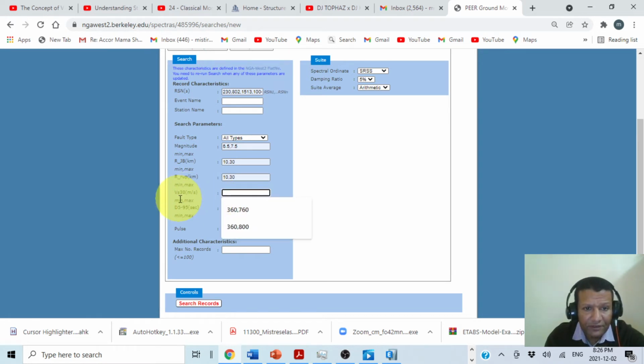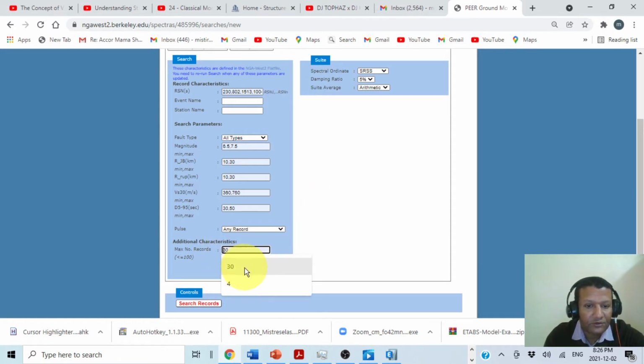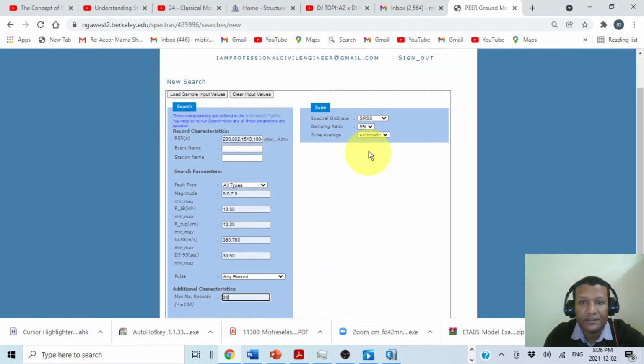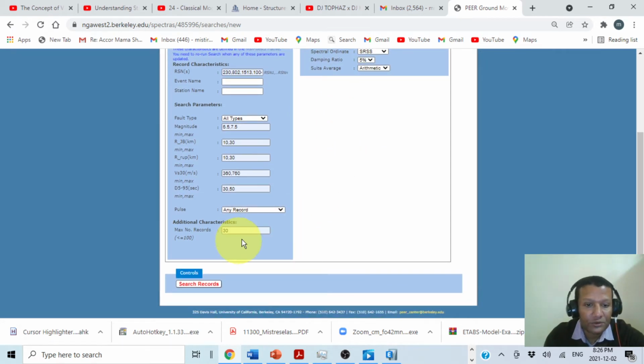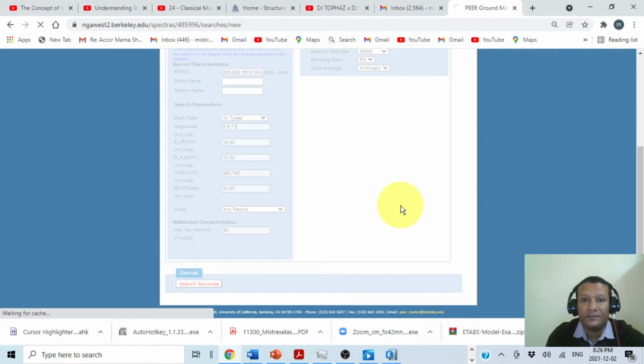VS30, this one also you can give, pulse, any record, maximum record, for example 3, 4, whatever you need. Spectral ordinates, SRSS, or anything you want. Damping ratio 5%, average, or whatever. Then once you put this one, you simply search record.